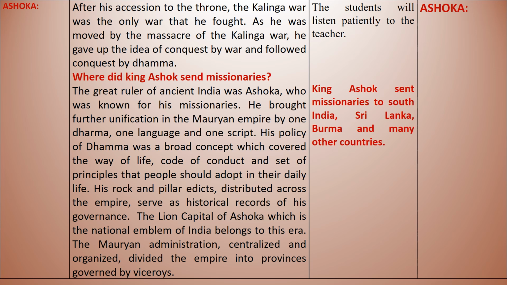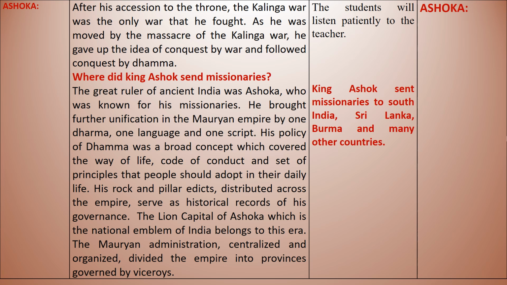The great ruler of ancient India was Ashoka, who was known for his missionaries. He brought further unification in the Mauryan Empire by one dharma, one language, and one script. His policy was a broad concept which covered the way of life, code of conduct, and set of principles that people should adopt in their daily life.